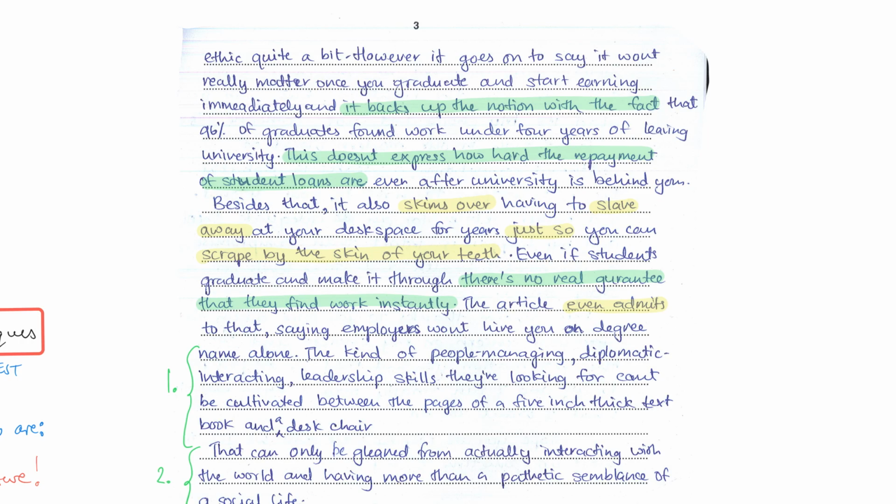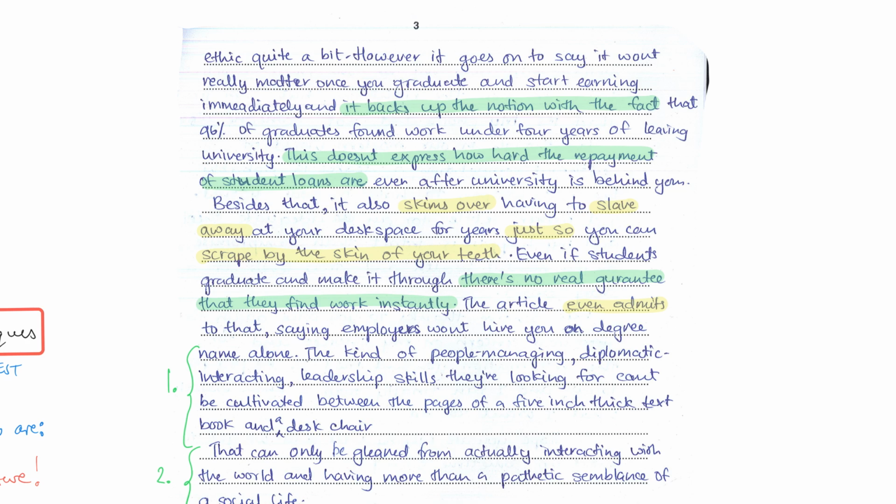In green then, I've highlighted the facts, the appeal to logic that the student is giving us here. So it backs up the notion with the fact. This doesn't express how hard the repayment of student loans are. There's no real guarantee that they'll find work instantly. So these are appeals to logic.